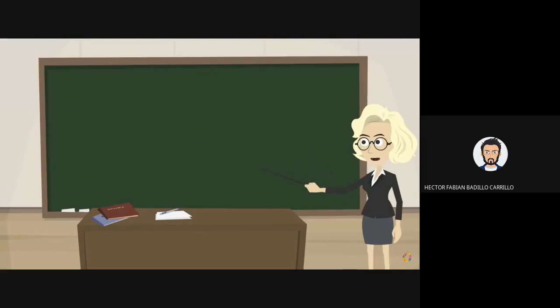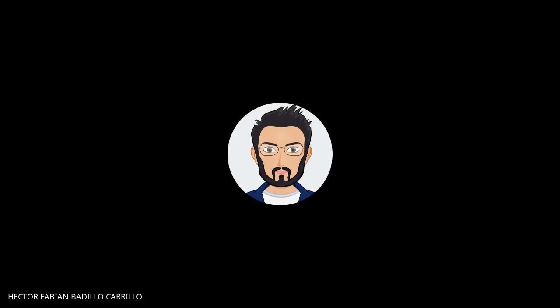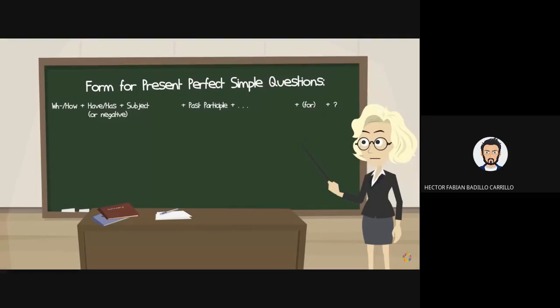Now let's have a look at the form for present perfect simple questions. For open questions, the form is WH or how question word plus have, has, or their negative form plus the subject plus past participle. For yes/no questions, the form is have, has, or the negative form plus the subject plus ever, which is optional, plus the past participle, plus whatever you want to say, plus yet or a time word. Again, these are optional.